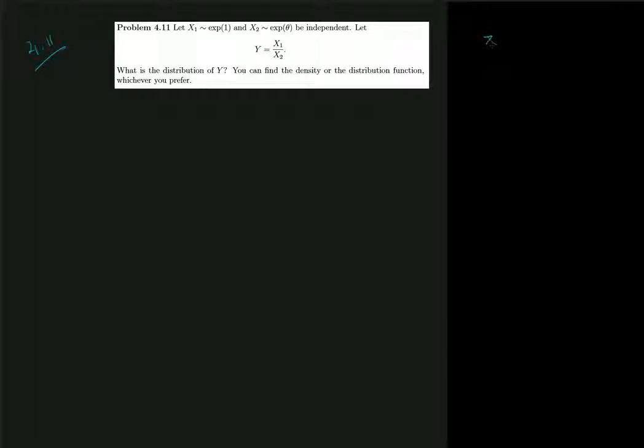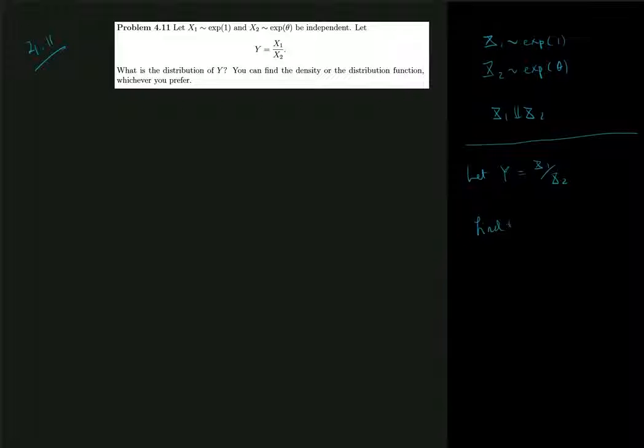What we have is x1, which is exponentially distributed with parameter 1. And then we have x2, which is exponentially distributed with parameter theta. And we assume that x1 and x2 are independent. Now, what we do afterwards is we say, well, let y be defined as x1 divided by x2. Find the distribution of y.